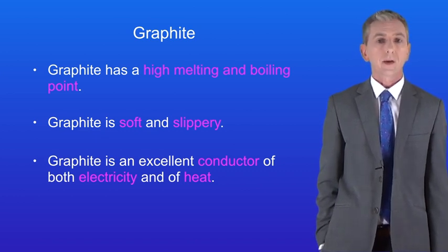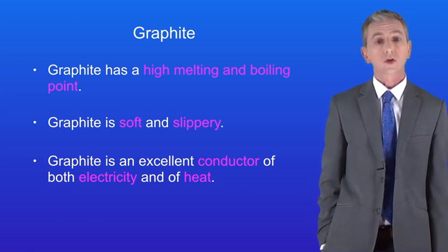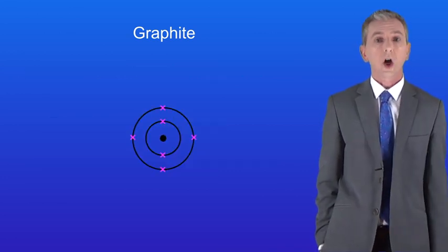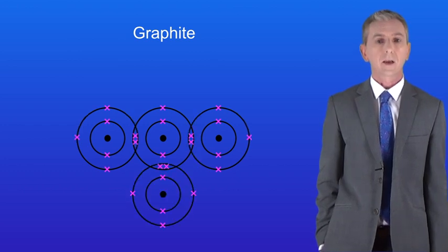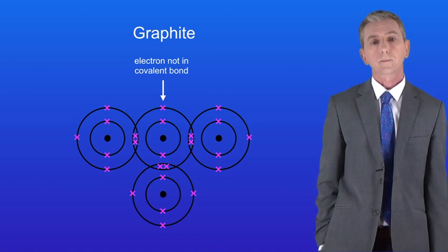So let's look now at what makes graphite such a good conductor of electricity and heat. Remember that graphite's formed from carbon atoms, and I'm showing you the structure of a carbon atom here. As we said, each carbon atom forms 3 covalent bonds to 3 other carbon atoms like this. Now, as you can see, that means that each carbon atom has a single electron in its outer energy level that's not in a covalent bond.